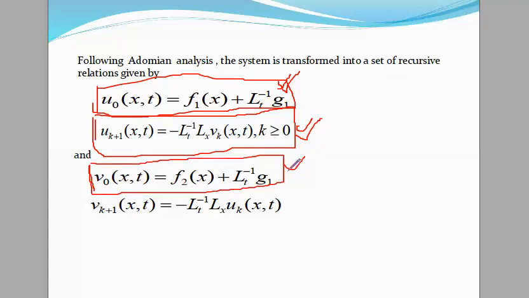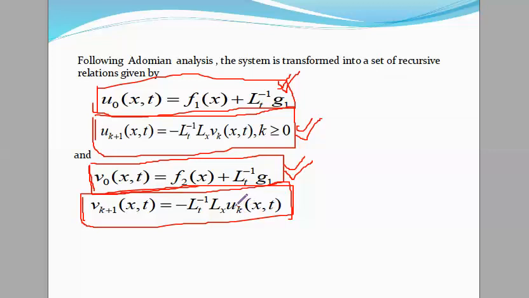equations which is linear in nature. और फिर ये जो है this is the recursive form for the second equations, और उसमें ये है कि when k is equal to 0 तो ये v1 आ जाएगा.